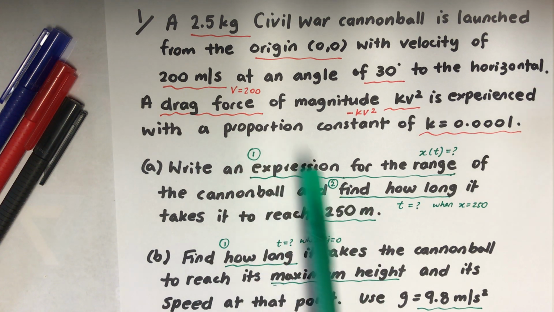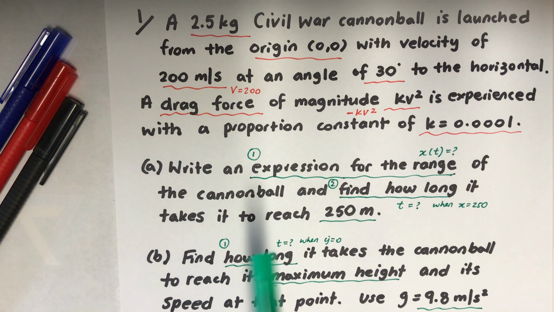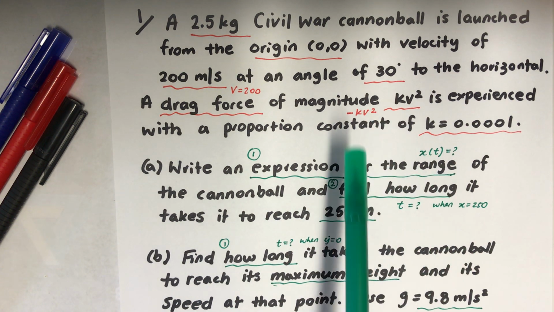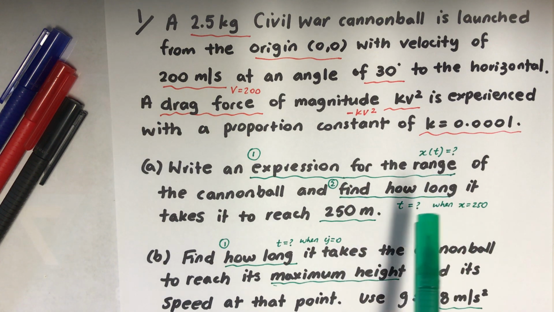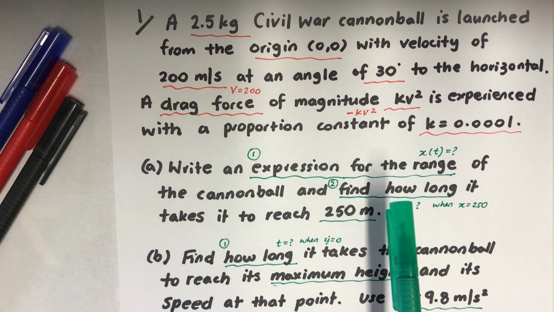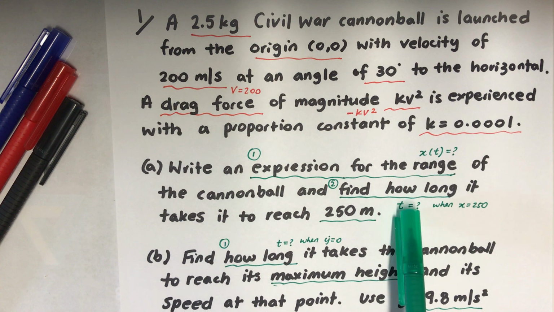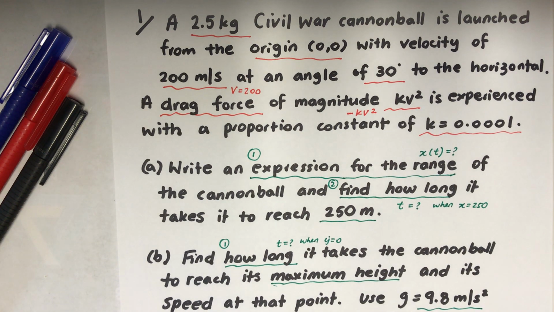Now there are 2 parts in this part A that you have to answer. One is the expression, and one is finding the time t when x equals 250. All right, so use the whole thing. I mean, you need to plan this really. So to find the t, you need to write the range in terms of t, don't you? And then you can use x equals 250 to find the t.